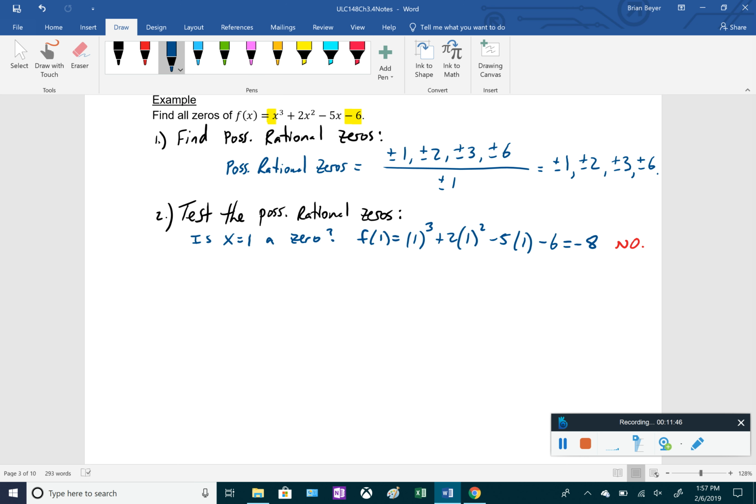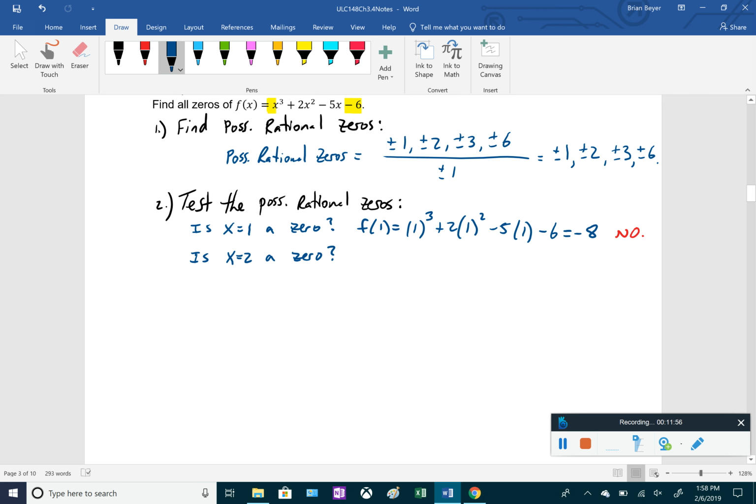So next I'm going to try 2. Is x equal 2 a zero? Well, let's test it. Let's do f of 2 by plugging it in. So it's going to be 2 cubed plus 2 times 2 squared minus 5 times 2 minus 6. Solving this actually does give us a zero. So since that one is a zero, we're done and we can move on to the next step.